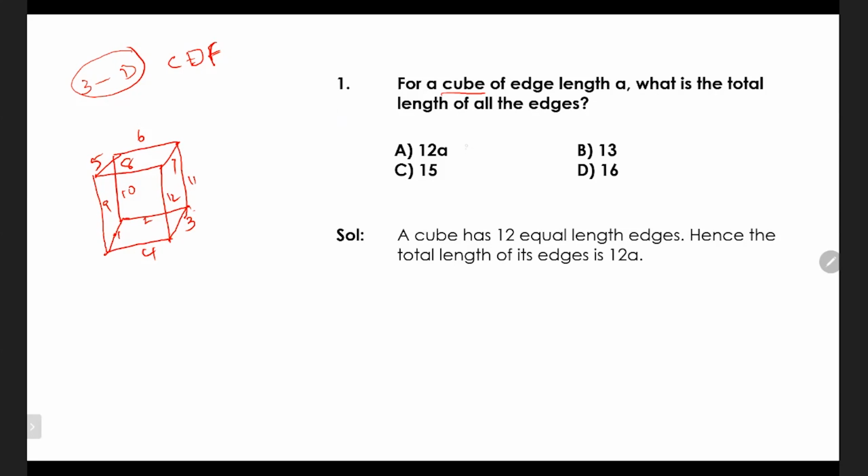Each edge length is A. So 12 edges length is 12A. Right, children? Please note it fast, quick. Just give me a second's time. I'll be back.